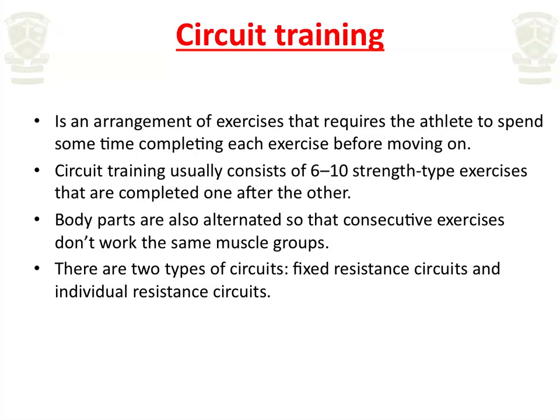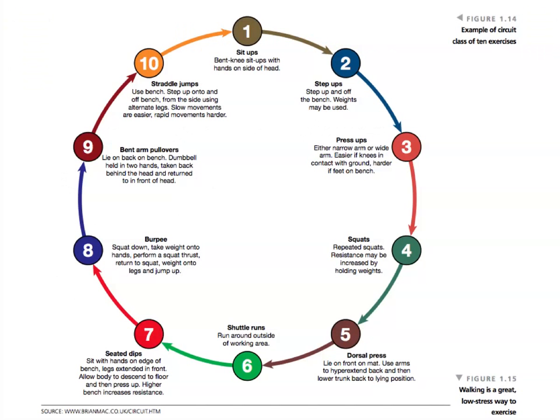Down the bottom here it says that there are 2 different types of circuits that can be performed during circuit training. One can be fixed resistance circuits and the other one can be individual resistance. We're going to have a look at both of those two now just to make sure we all have an understanding. But first of all, this page here just gives you a little bit of an idea of what some form of a circuit might consist of.